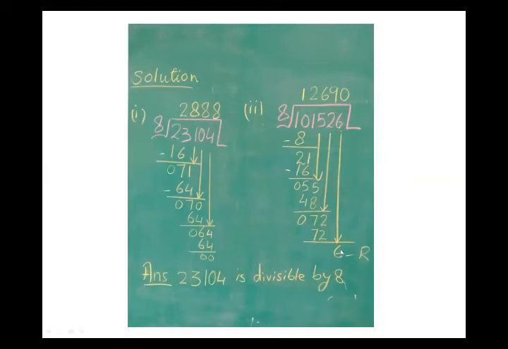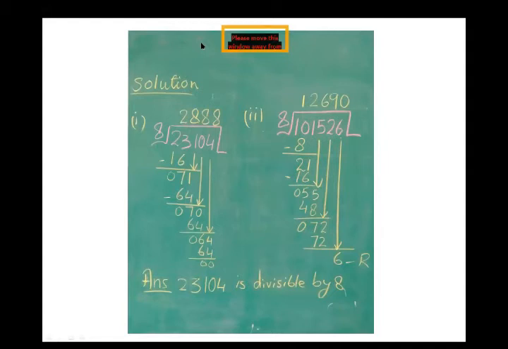So here you see that we have a remainder, and we also discuss in tomorrow's lesson that if we have a remainder 0, then we say that the number is exactly divisible by the number which we consider as a divisor. Here we have a divisor 8, so the number 101526 is not divisible by 8 because we have a remainder. If we have a 0 remainder, then we say that this number is divisible by 8, but for this question we see that the number is not divisible by 8.